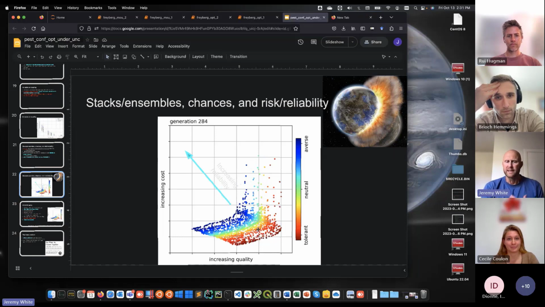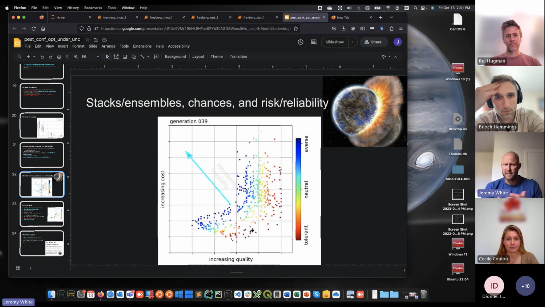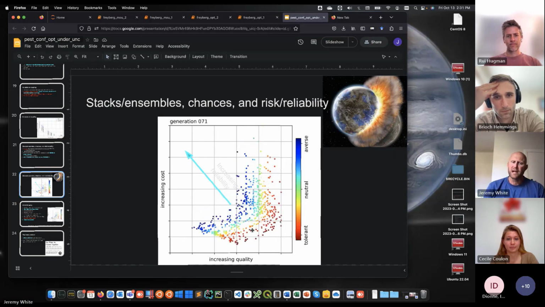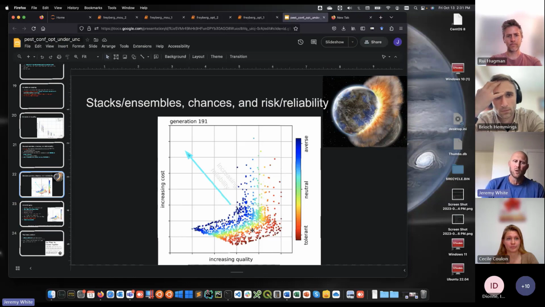So in this case, we end up with this cool population with this nice rainbow color. As we shift back, I'm sorry, if we want to be risk averse, if we want to make sure that the solution we're going to build is going to happen, we have to sacrifice both quality and cost. So we have to move up and to the left.